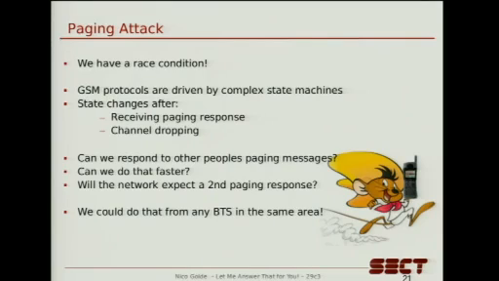In practice, there's a lot of complex state machines in the GSM protocols, and phones as well as networks implement those. So states change all the time, and especially states change once you drop a service and once you drop a channel. And also if you receive a paging response. So the interesting question here is what happens actually if the network receives two paging responses, and if we reply faster than the actual phone who should receive the service, how does the network react, and will it still expect the second paging response by the actual victim phone?